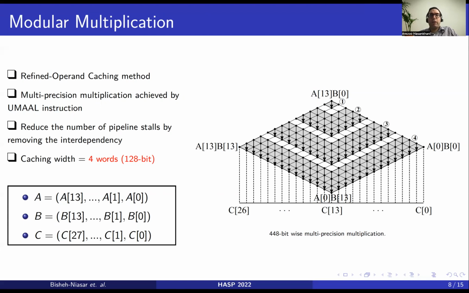We are moving from step 1 to step 4 as shown in this figure. Therefore, our implementation needs only 4 steps using 128-bit catching bits.